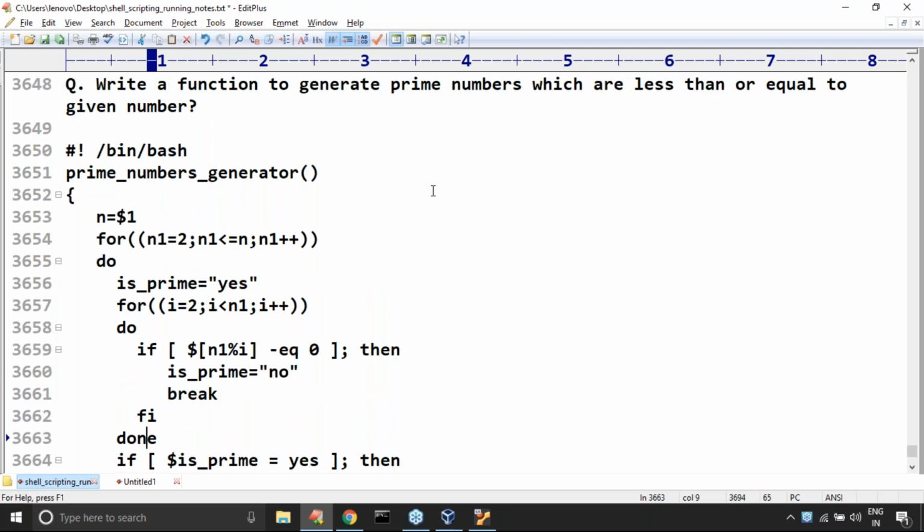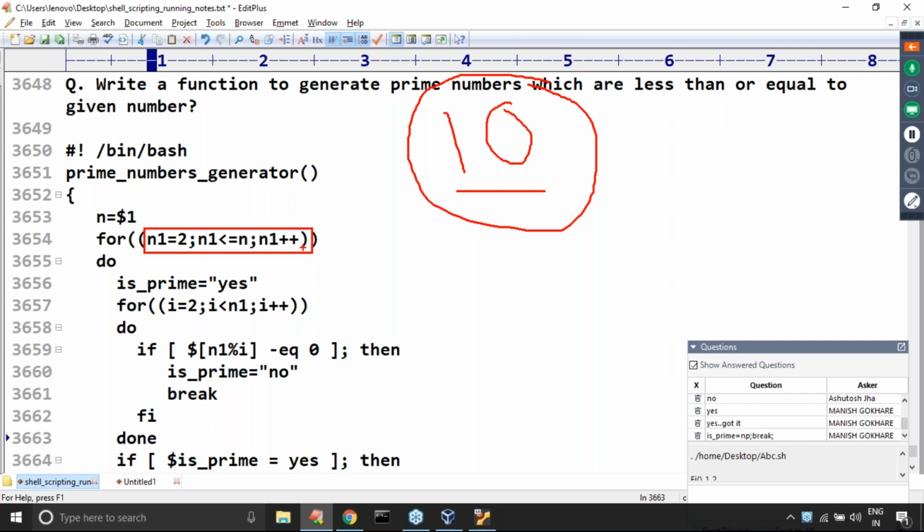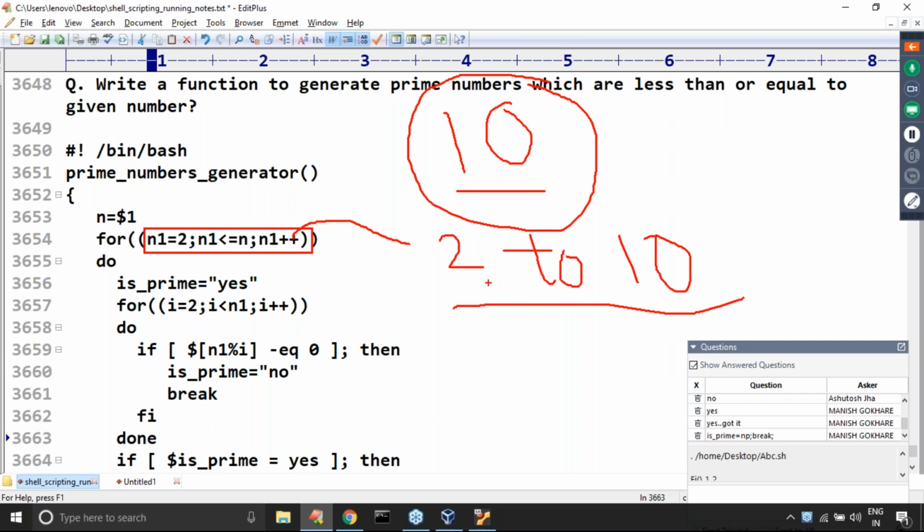Can you please generate all prime numbers until 10, which are less than or equal to 10? Which means 2 to 10 I have to test. 2 to 10 I require to test. If any number is prime, print that number, otherwise ignore.